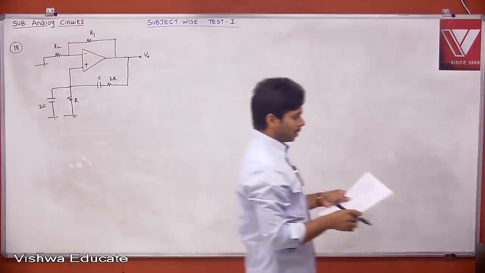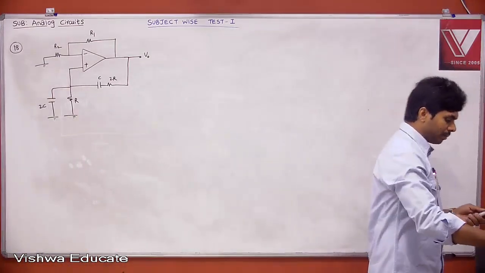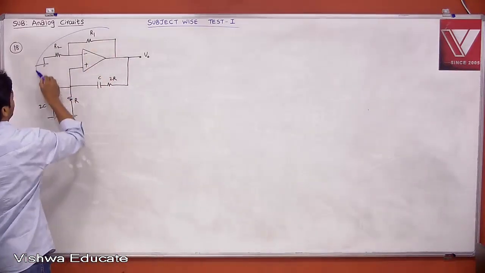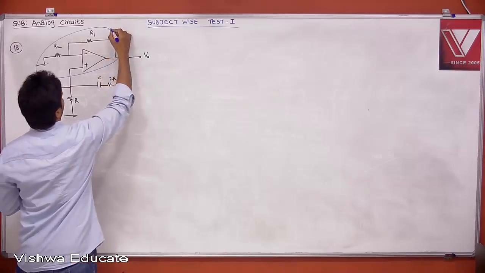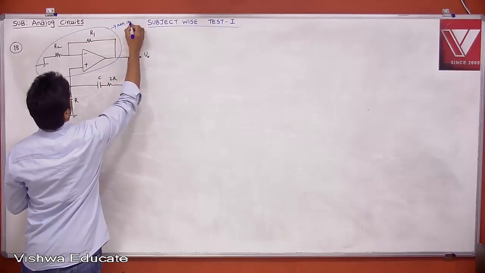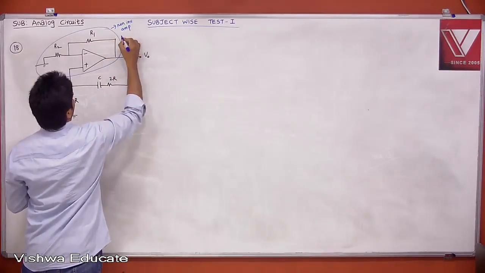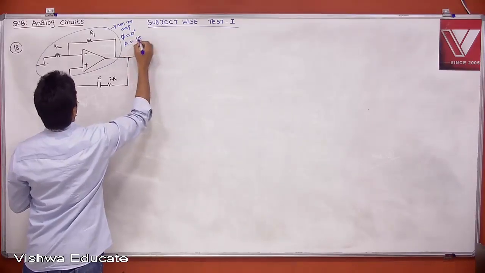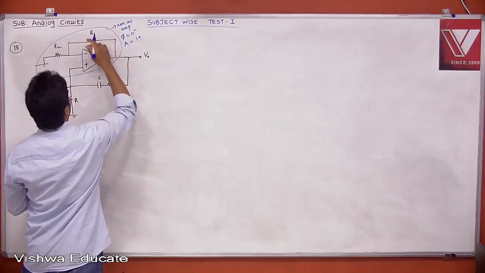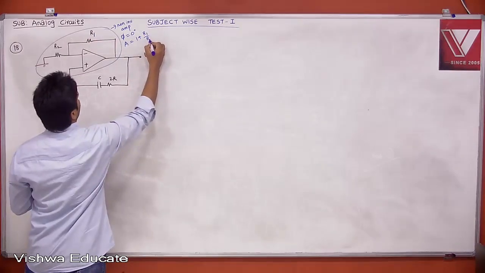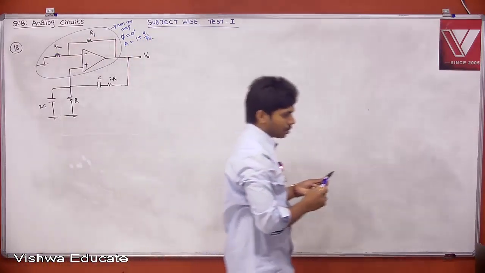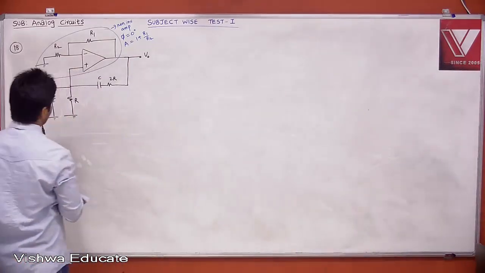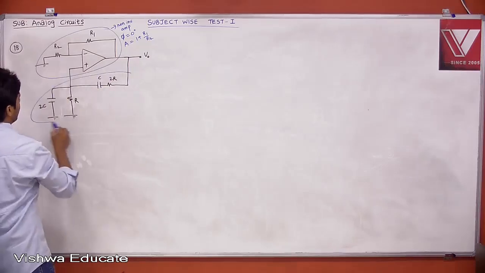Right. If you observe clearly, according to the Barkhausen criteria, this is a non-inverting amplifier, where the phase shift is equal to 0 degrees and A is equal to 1 plus R2 by R1. Okay. Here it is R1, R2. Is it R1 R2 or R2 R1? R1 R2 only. Okay. And this is your beta network.